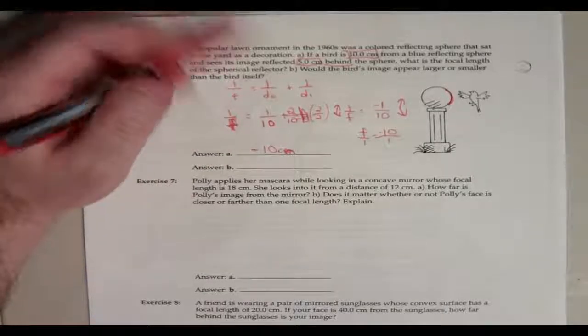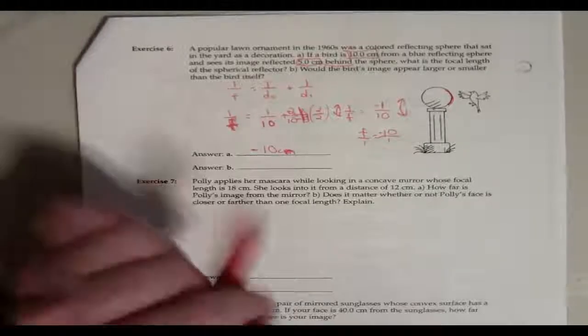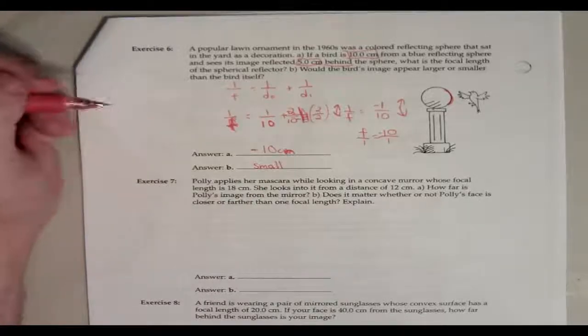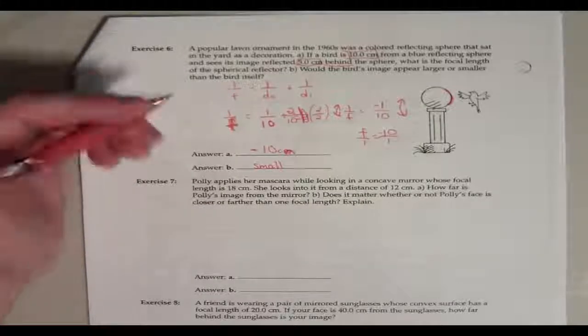Okay, so would the bird's image appear larger or smaller than the bird itself? So this one is going to be smaller, and that's that one. Piece of cake, right? The rest of these, like always, they're just going to give you a different number, withhold a different number.